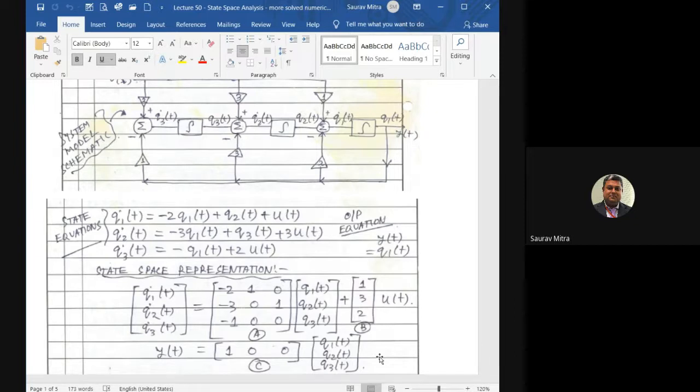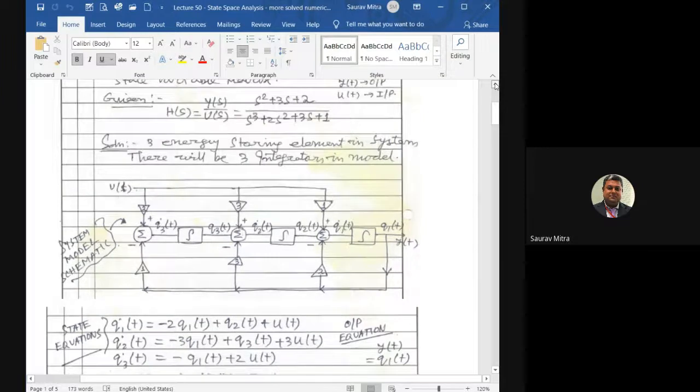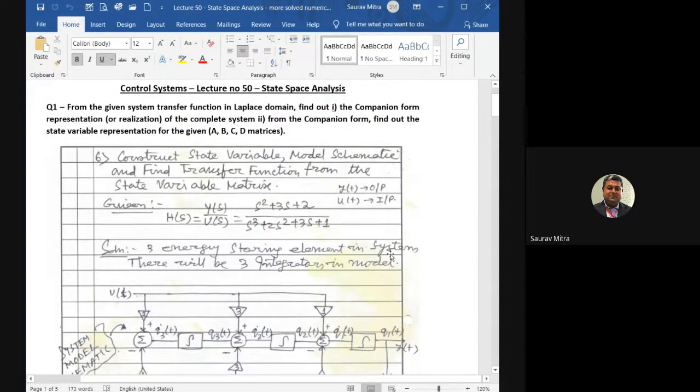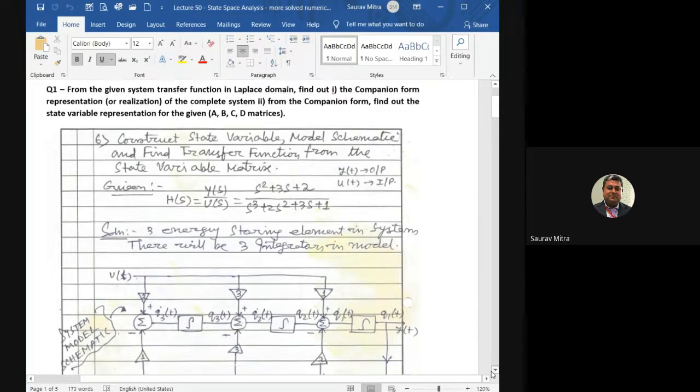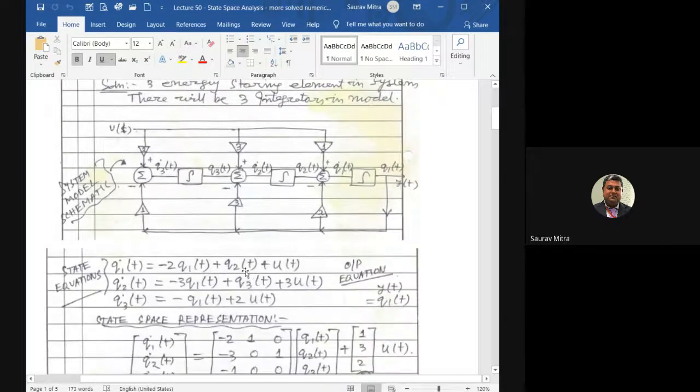So this is a numerical which is third order, which can be the maximum difficulty level in the exam. And why companion form? Because if a transfer function is given, or if a state equation is given, from there we can find the companion form, and the companion form helps us to write down the q1 dot, q2 dot, q3 dot equations in a much easier, systematic manner.